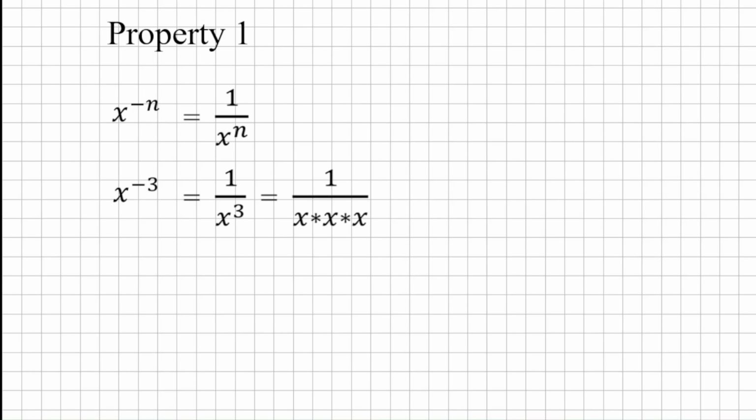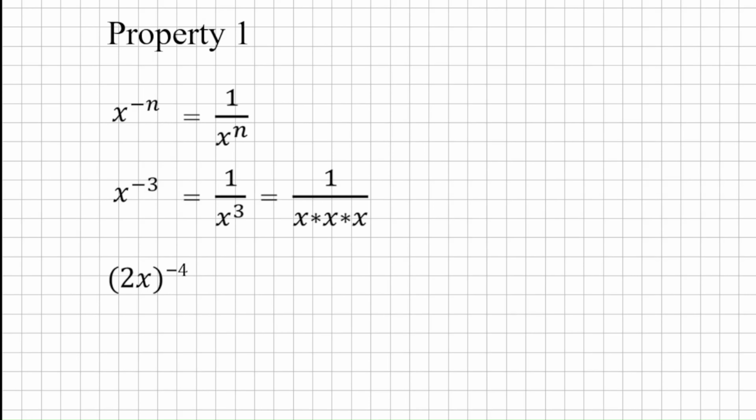We will work with 3 important properties of exponents. Property 1 states that x raised to the power of negative n is equal to 1 divided by x raised to the power of n. For example, x raised to the power of negative 3 is equal to 1 divided by x raised to the power of 3, meaning 1 divided by x times x times x.